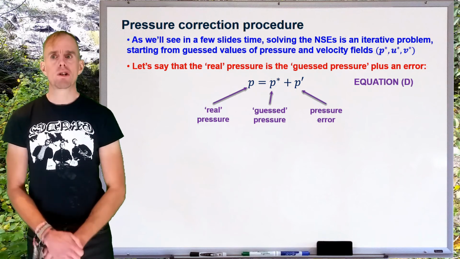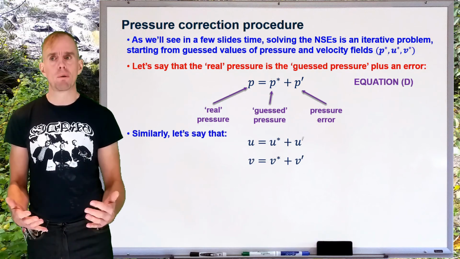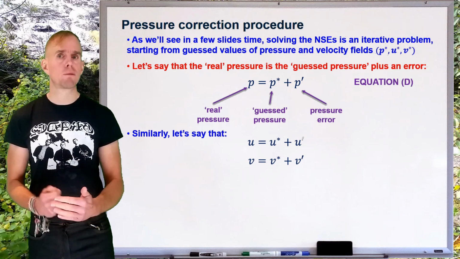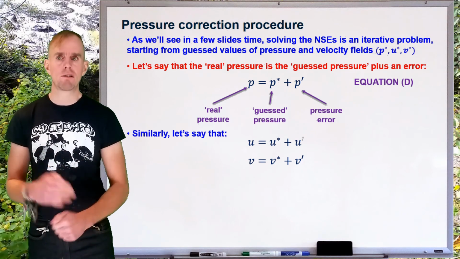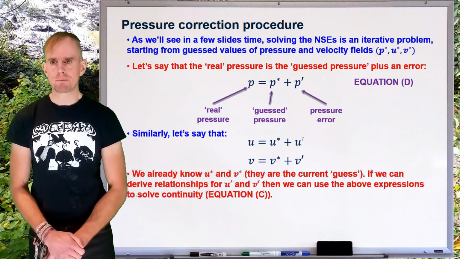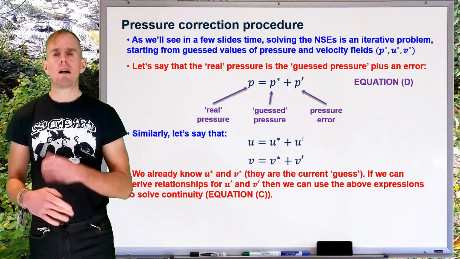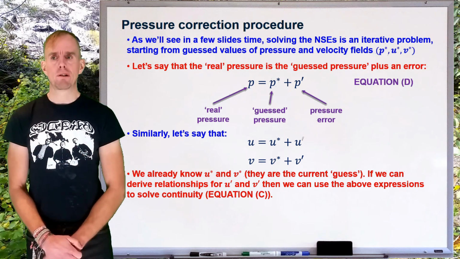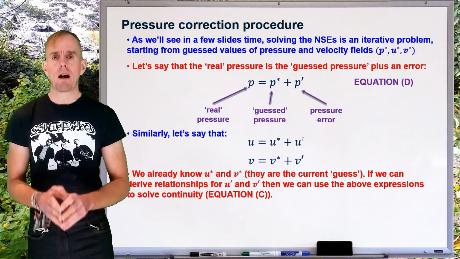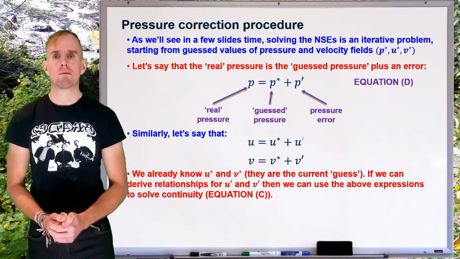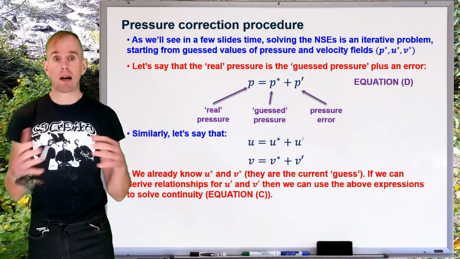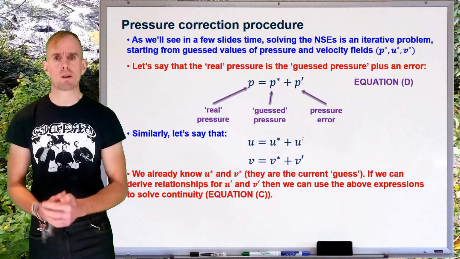We can apply the same logic, of course, to any of the fields that we're solving for. So my x direction velocity u and my y direction velocity v will also be equal to their respective guesses, u star and v star, plus their respective unknown errors, u dashed and v dashed. Now, when we are making a guess and solving the Navier Stokes equations, we already know what u star and v star is. Either at the start of the solution process, they're the guesses of the fields that have been made, so if you like, they're kind of an initial condition.